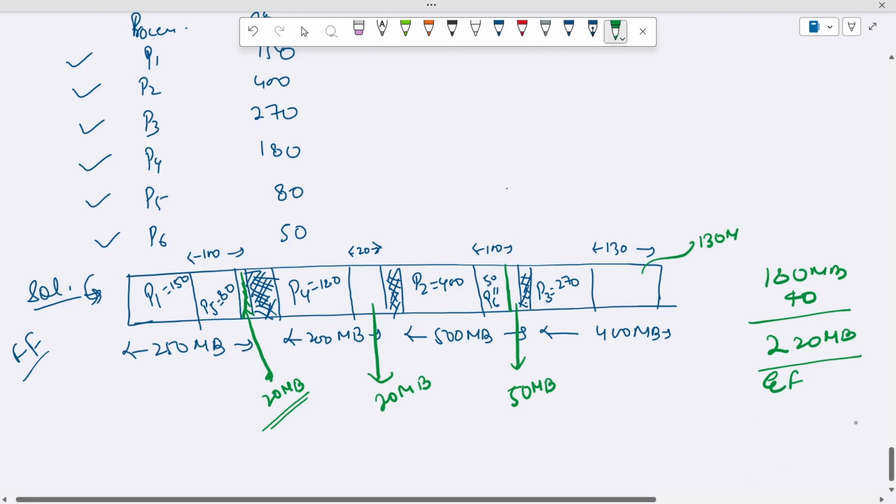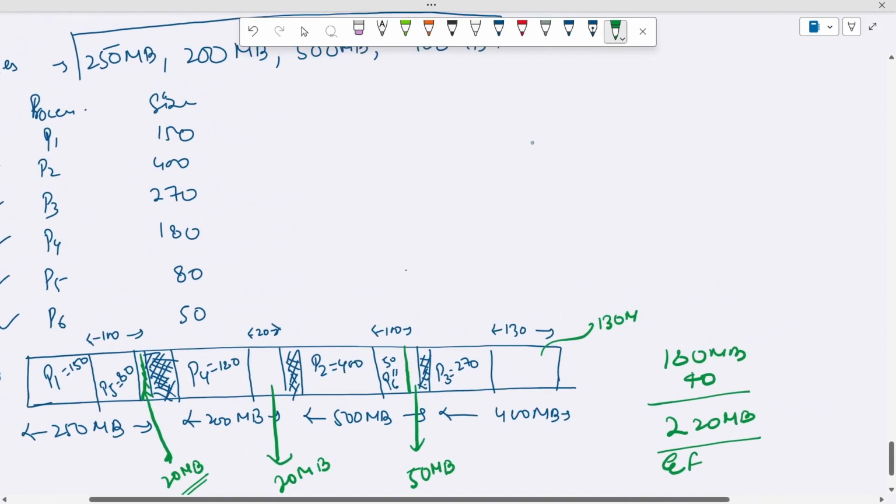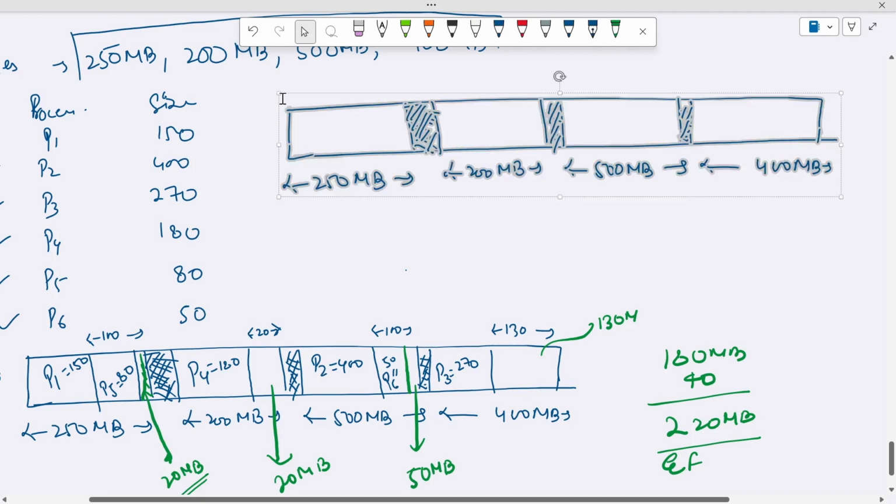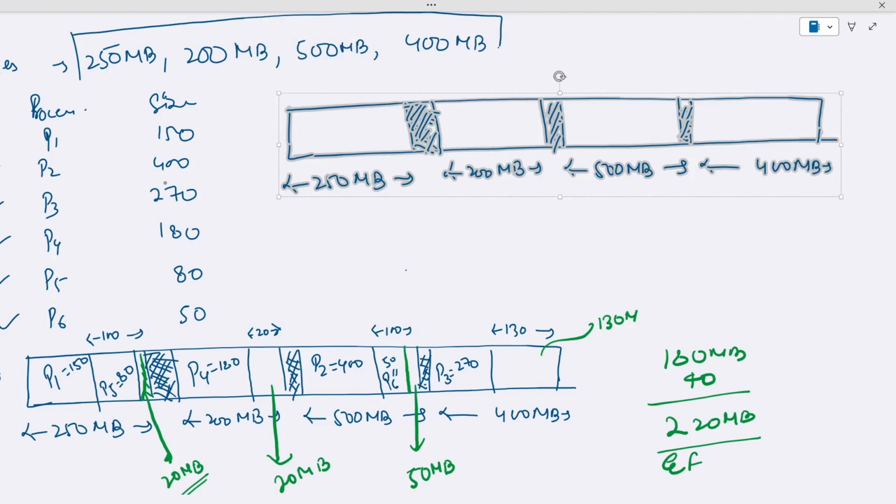Now let's solve this question by best fit. Okay, so start from the starting. 150 needed. Best fit: whichever space is most closely aligned to that process, we provide that space to that particular process. So P1 needs 150.